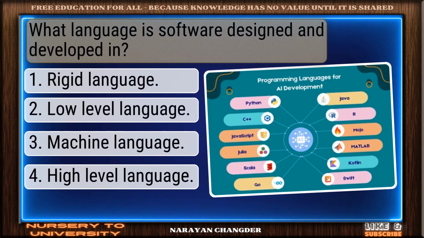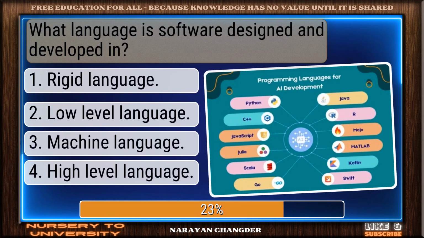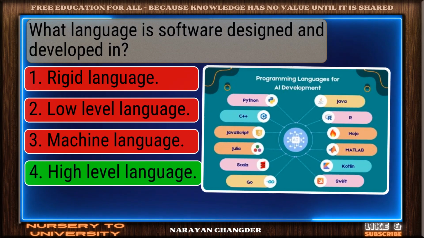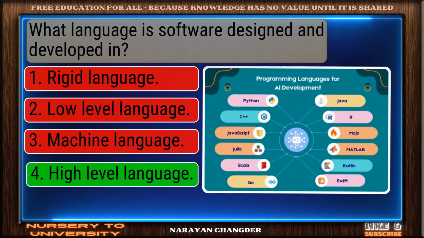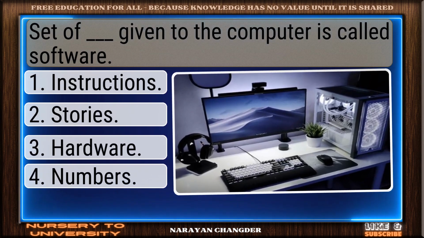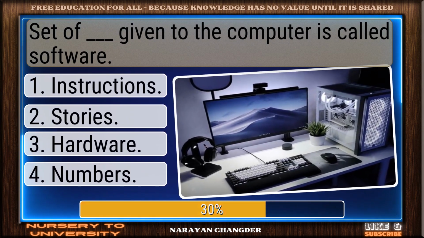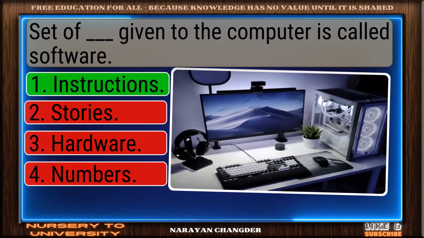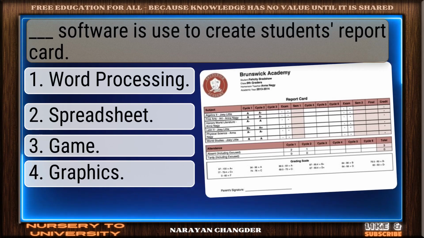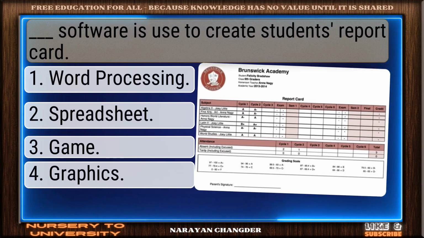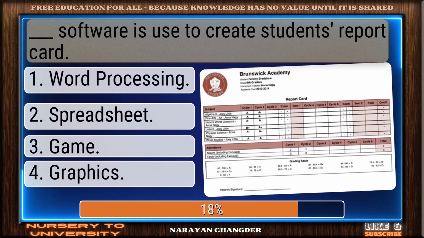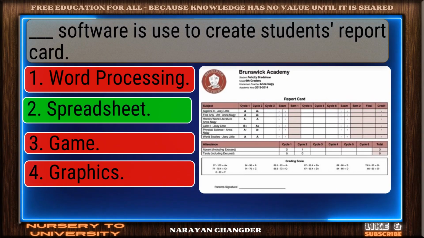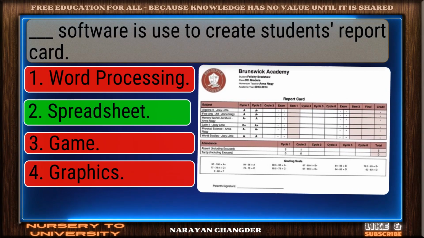What language is software designed and developed in? Great thinking. High-level language is the right choice. Set of dash given to the computer is called software. Bravo. Instructions is the answer. Dash software is used to create students' report card. Exactly. Spreadsheet makes sense, and it is the right choice.